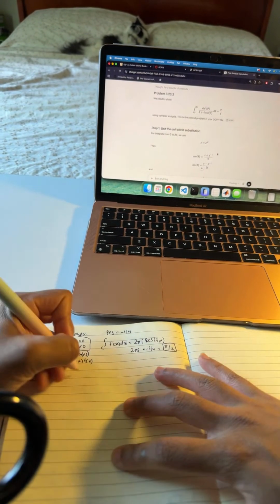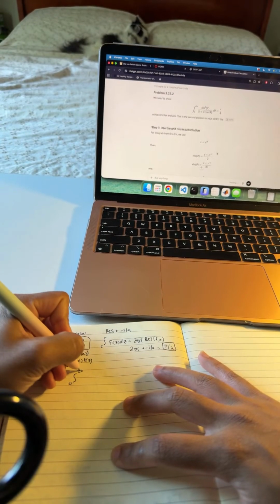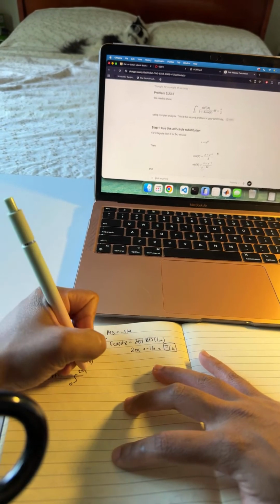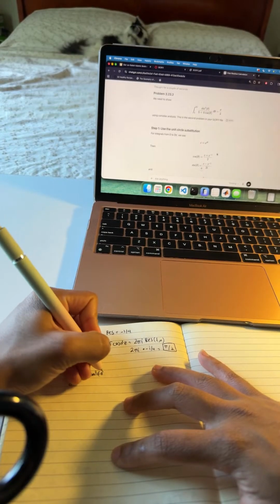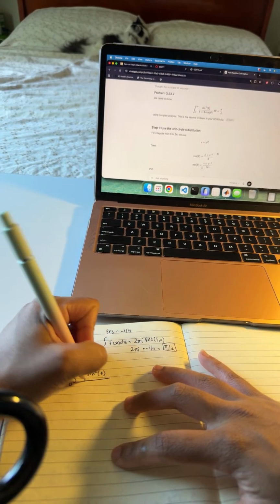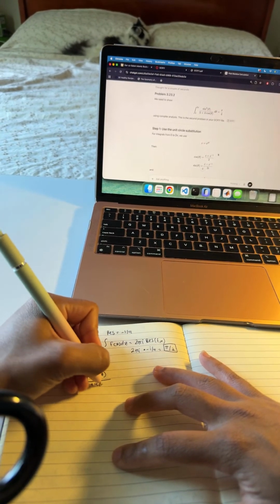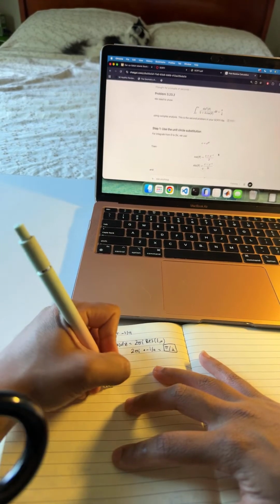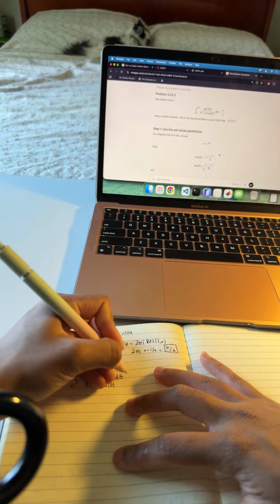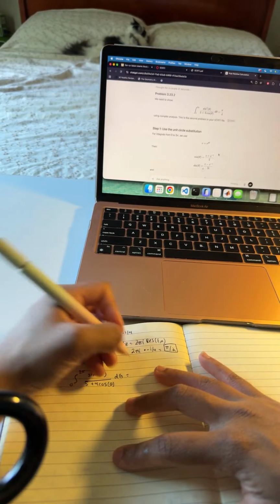So we have this, right? The integral from 0 to 2 pi of sine squared theta over 5 plus 4 cosine theta d theta equals pi over 4.